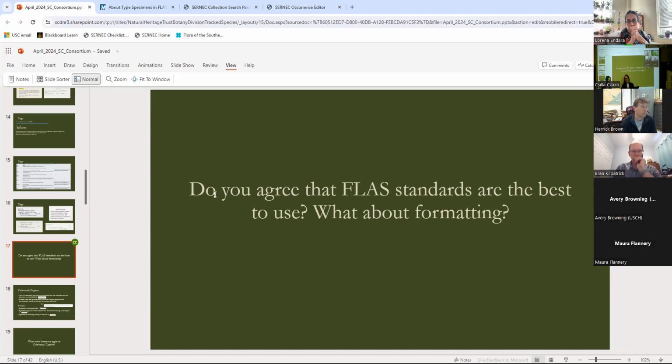Because there really should be a verbatim field and I guess a drop down, but I don't know how frequently are types being made up that are not on this list? It depends on the herbarium type.